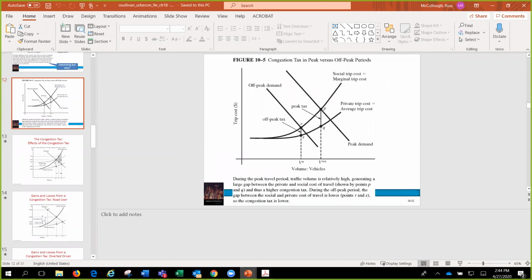Russ, I have a quick question. Yep, go for it. So congestion tax, does that make the externality go up or down? It makes it go away. Oh, okay.